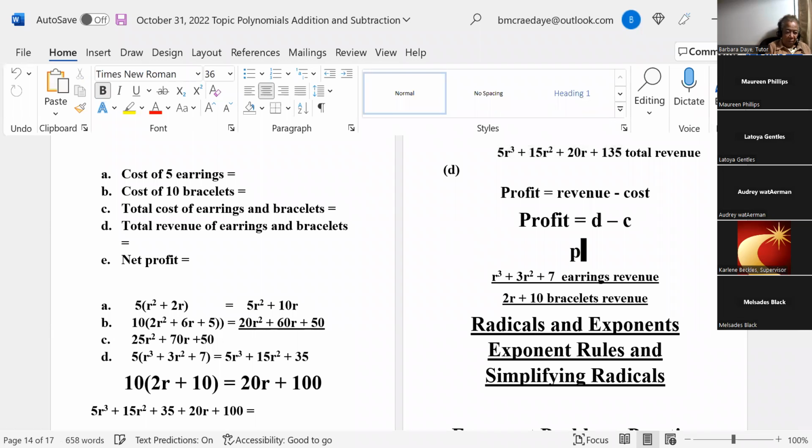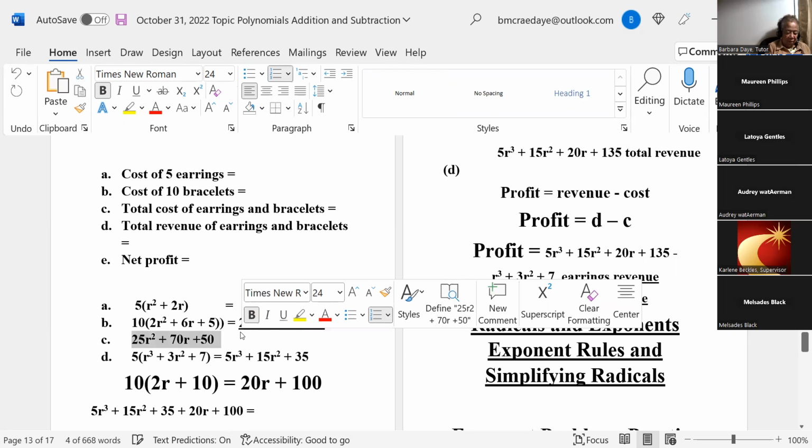Yes, then I should add up all of C plus 20 plus 137. We've already calculated the total revenue. I only see 135 for total revenue, 5R to the third. Okay, but the total cost was C. So that's minus, and C is the 25R squared plus 70R plus 50, right there.